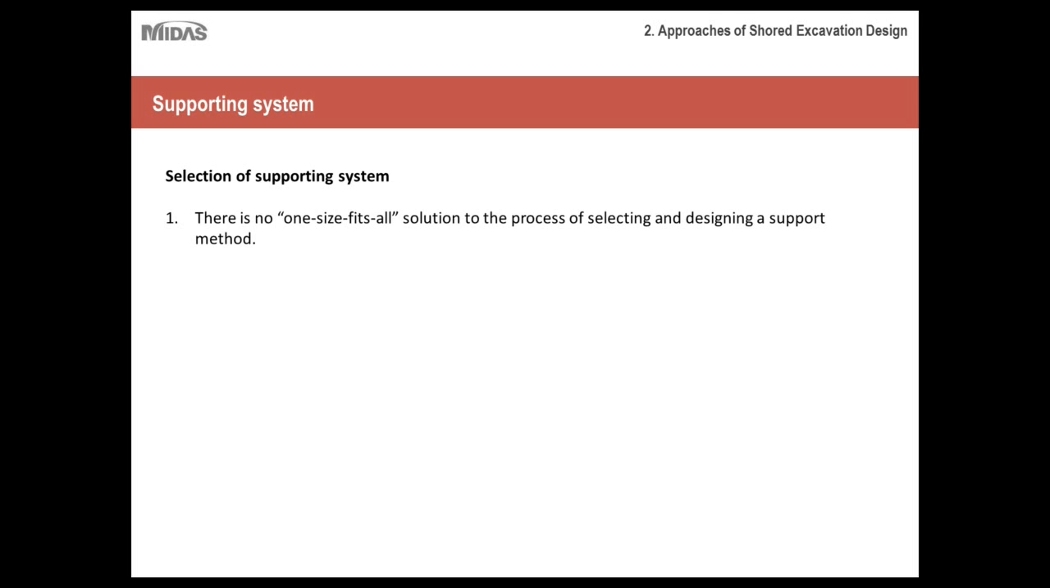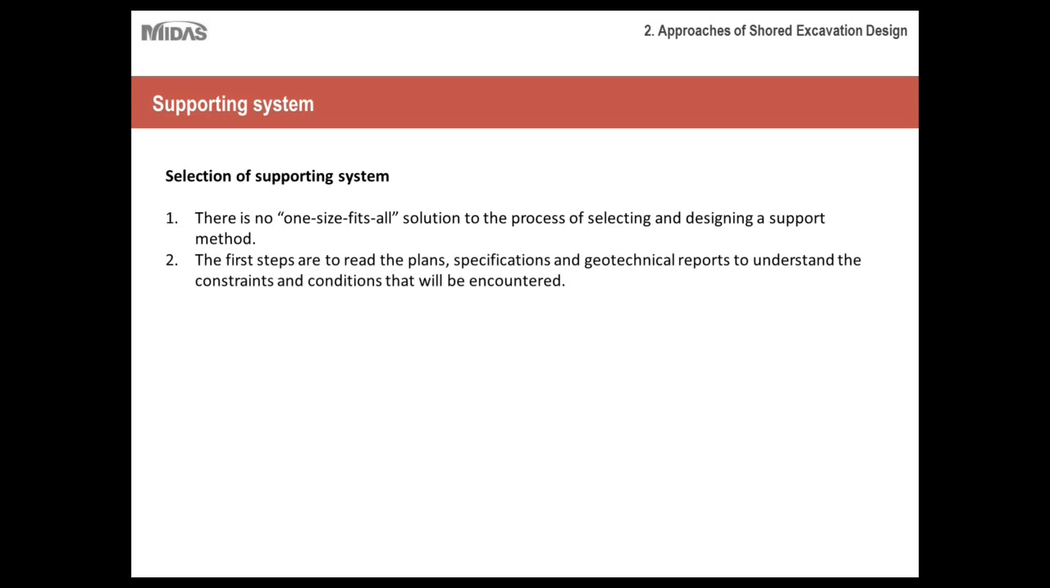Now, let's briefly talk about the selection of different supporting systems. So first thing that we should bear in mind is that there is no one size fits all solution for the excavation supporting systems. And the second important point is that the first step is to read the plans, specifications, and geotechnical reports to understand the constraints and the conditions that will be encountered. As I discussed in the previous chapter, there are different types of supporting systems and they depend upon the site specifications. So this point is reinforcing what we just discussed.